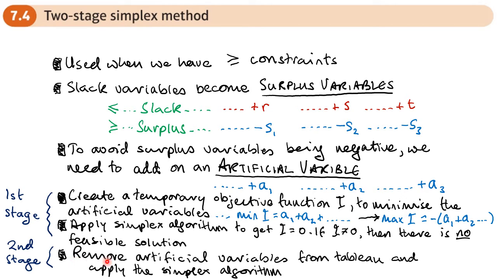The last step is to remove the artificial variables from the tableau and apply the simplex algorithm again to get our final solution, and this is called the second stage of this simplex method.